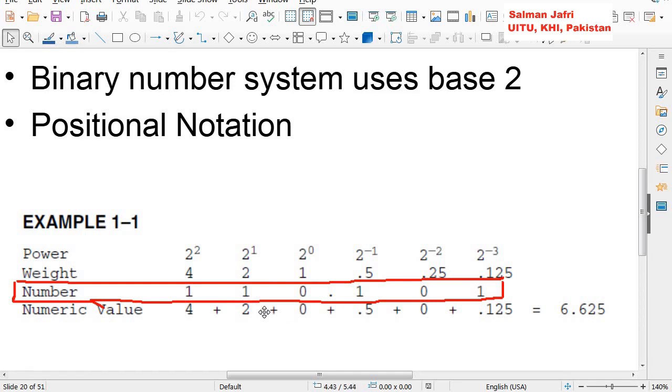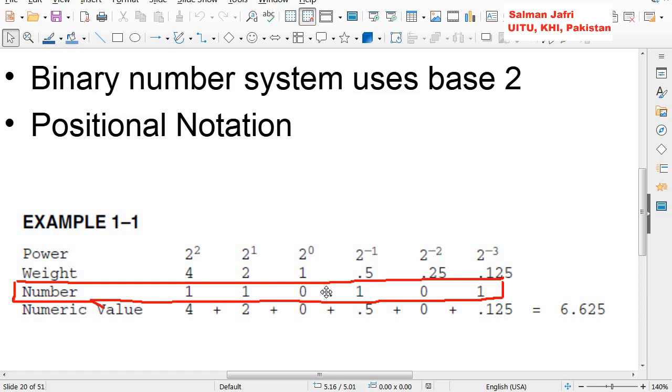So we'll see the weights, and we'll apply the weights to the binary digits. Over here it is 0 multiplied by the weight 1, which is 0. It is now 1 multiplied by the weight 2, which is 2. It is 1 multiplied by the weight 4, which is 4. So what are the values to be added to the left of the decimal point? 0 plus 2 plus 4.